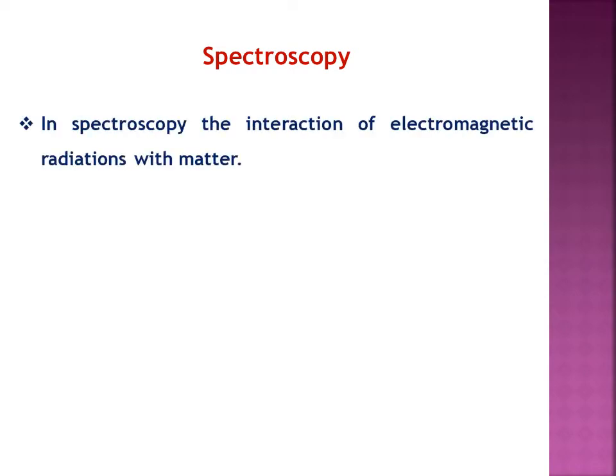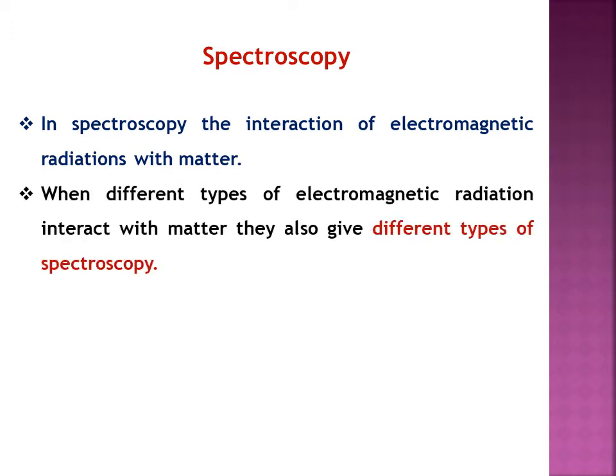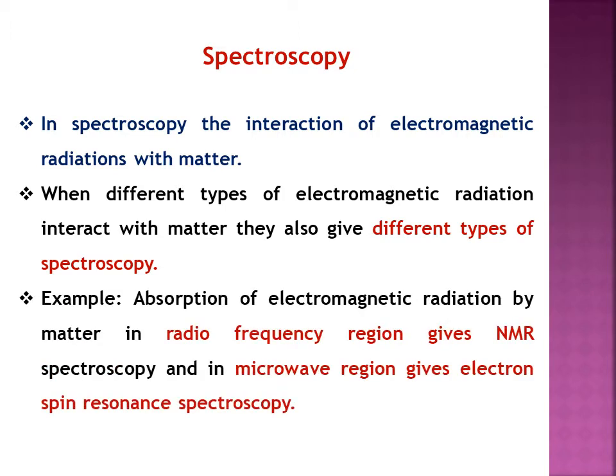Before we study electron spin resonance spectroscopy, we should know what is meant by spectroscopy. In spectroscopy, we study the interaction of electromagnetic radiation with matter. When different types of electromagnetic radiation interact with matter, they give different types of spectroscopy. For example, absorption of electromagnetic radiation by matter in the radio frequency region gives NMR spectroscopy, and if absorption is in the microwave region, it gives ESR spectroscopy, or electron spin resonance spectroscopy.